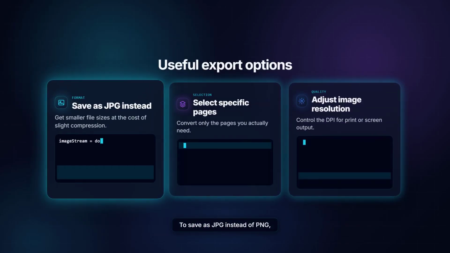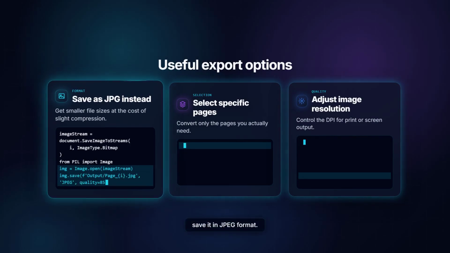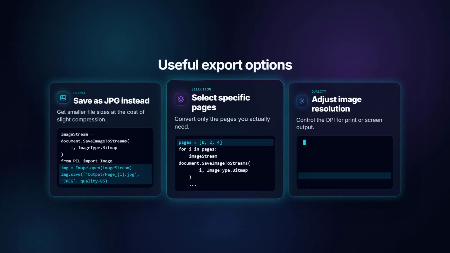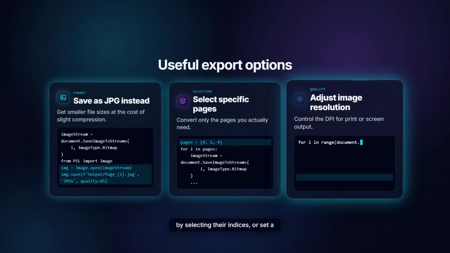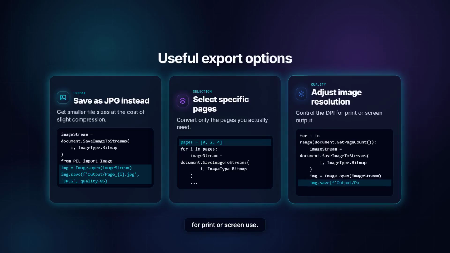To save as JPG instead of PNG, open the bitmap stream with PIL and save it in JPEG format. You can also convert only specific pages by selecting their indices, or set a custom DPI to control the output resolution for print or screen use.